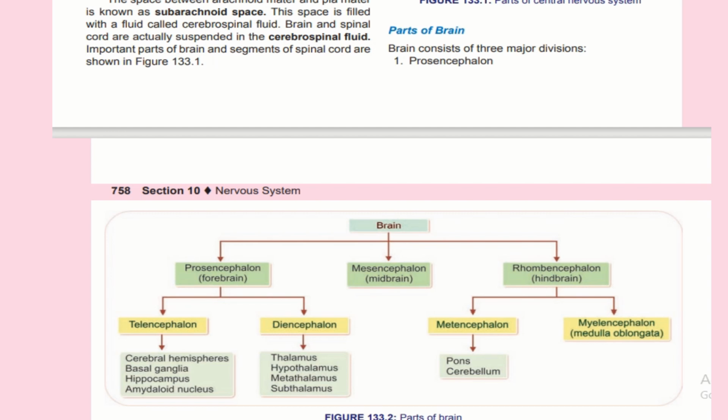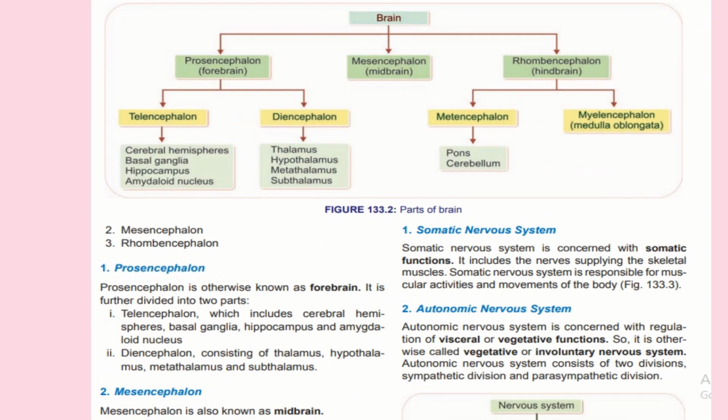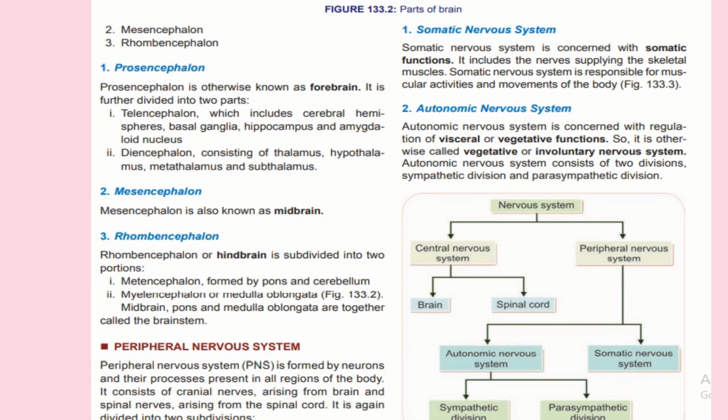Then we have mesencephalon, which is your midbrain. Then we have rhombencephalon, your hindbrain, which is further divided into metencephalon and myelencephalon, which is your medulla oblongata. Whereas in metencephalon, pons and cerebellum are the part of metencephalon. So brain is divided into three parts: your forebrain, midbrain, and hindbrain. Let's look at each one in detail.